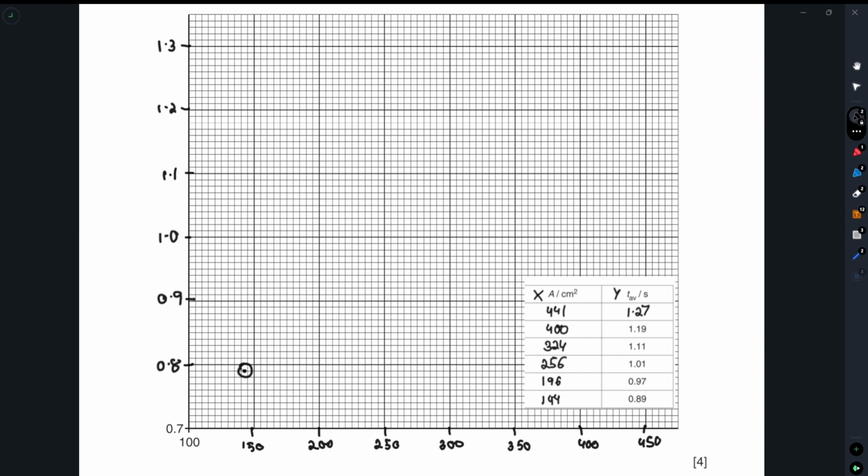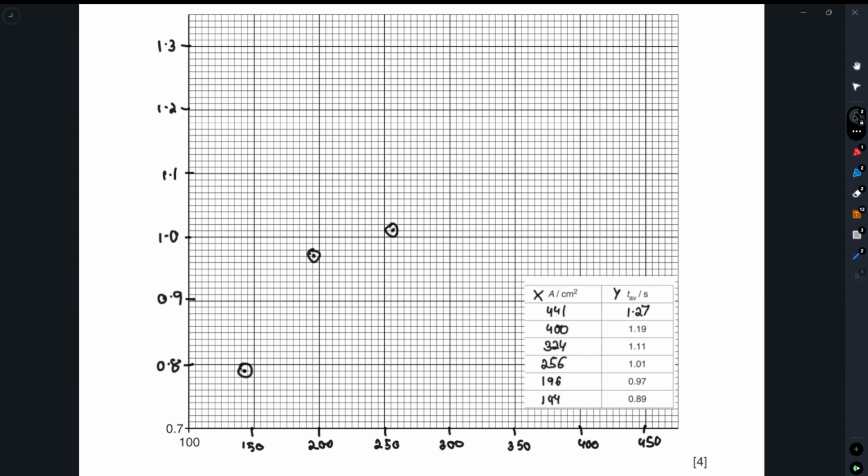Then we have 400, sorry, 0.97 and 196. So 0.97 would be somewhere over here, and 196 would be somewhere over here. ठीक है जी. Then you've got 256 and 1.01. So 1.01 is going to be over here, यहाँ पे, and 256 is going to be slightly over here.